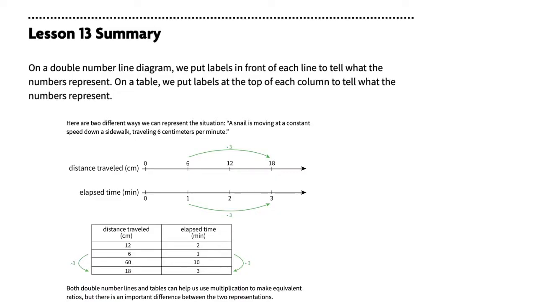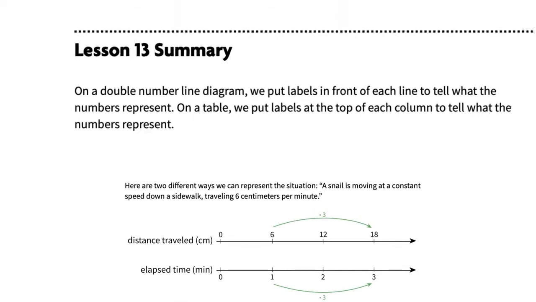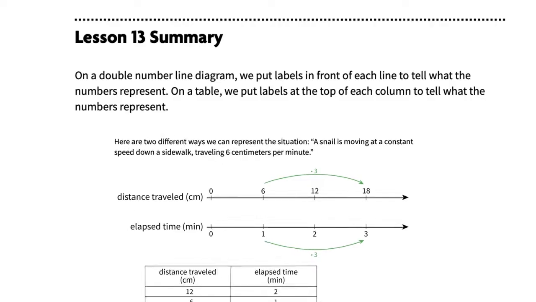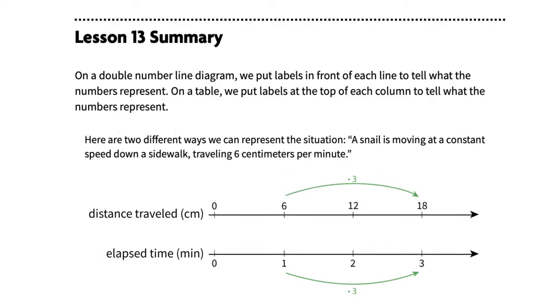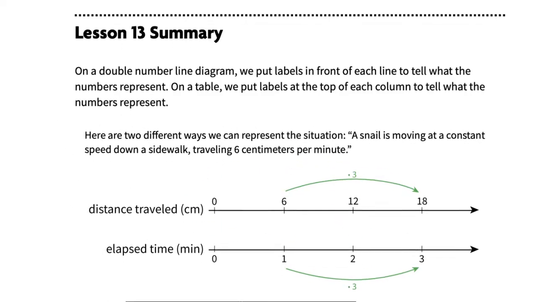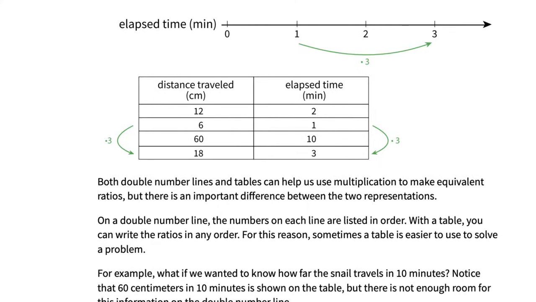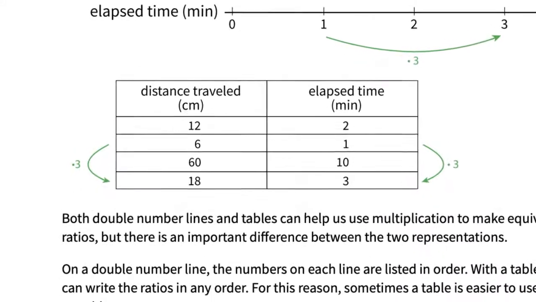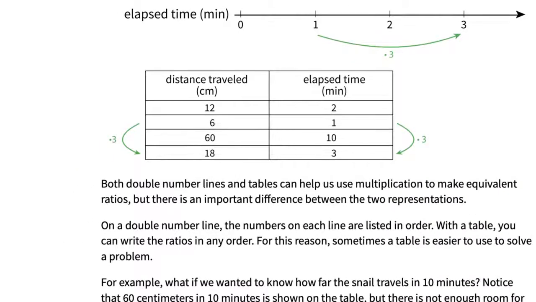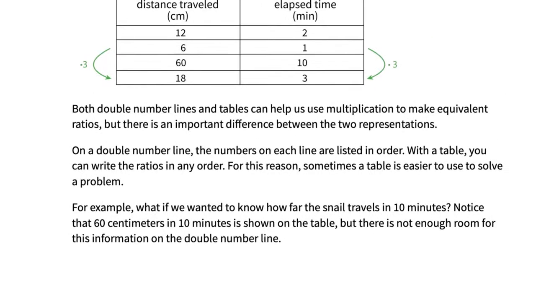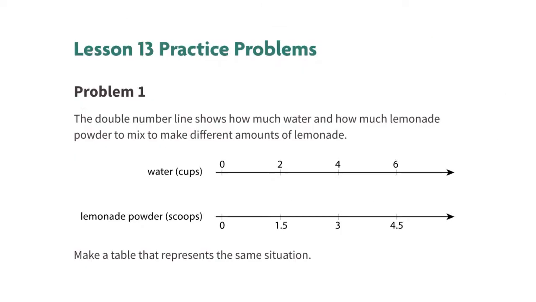And just to wrap up, the idea is double number lines look like this. Sometimes those double number lines are nice, but sometimes they get a little bulky, a little complicated, so you want to convert that double number line experience into a table. Because sometimes one representation is easier than the other.